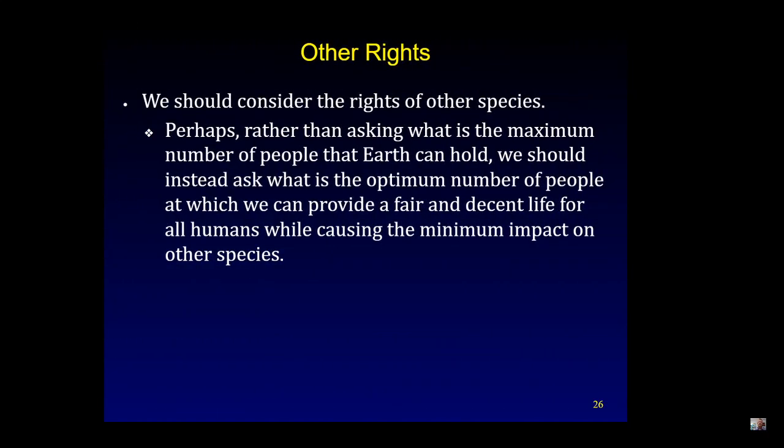And we should consider the rights of other species. Perhaps rather than asking what is the maximum number of people that the earth can hold, we should instead start asking what is the optimum number of people at which we can provide a fair and decent life for all humans while causing a minimum impact on other species. This is going to, what do we decide is the right population, right? What should be our carrying capacity? Should we just keep growing exponentially, or should we try to bring it down, right? That's just getting you to think about those things as well.